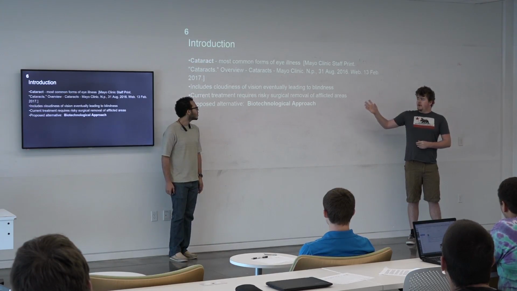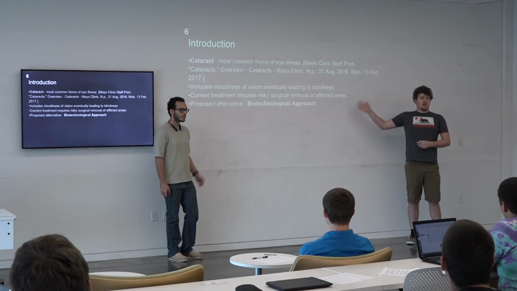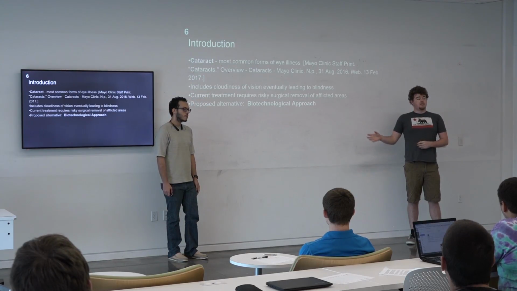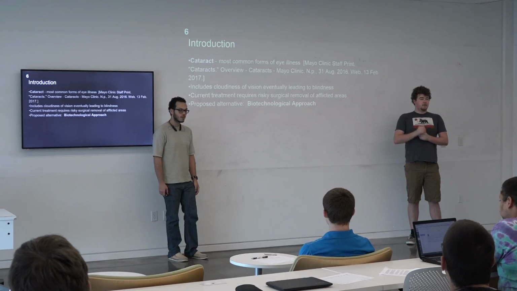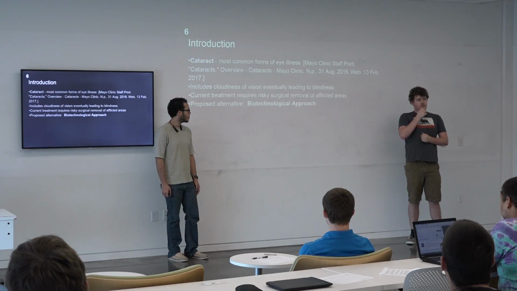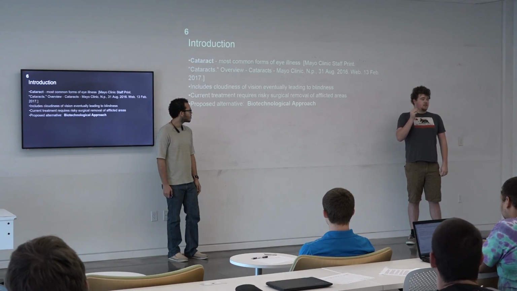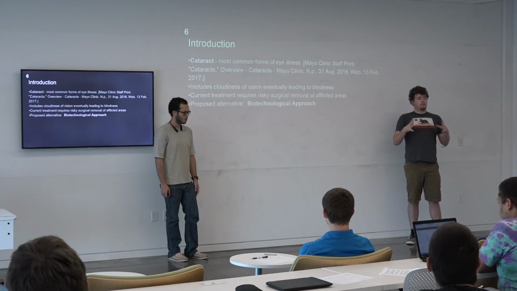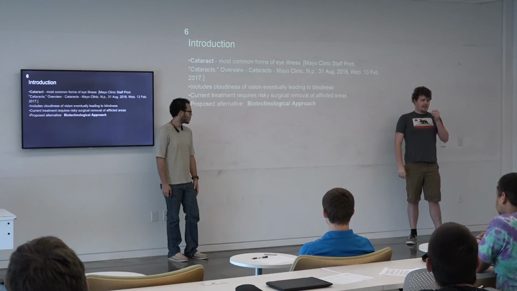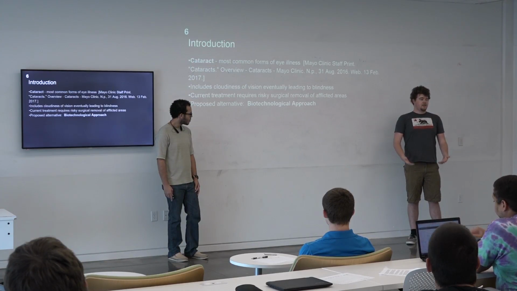Originally, a cataract is one of the most common forms of eye illness, and as someone ages or as their lens itself gets damaged, the protein solution called crystalline proteins actually begins to pull apart, and the solution becomes cloudy as they become oxidized on the lens itself, eventually leading to blindness.